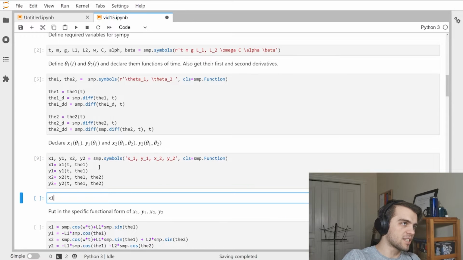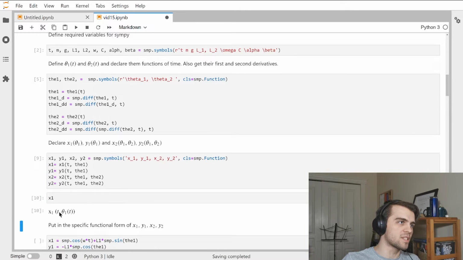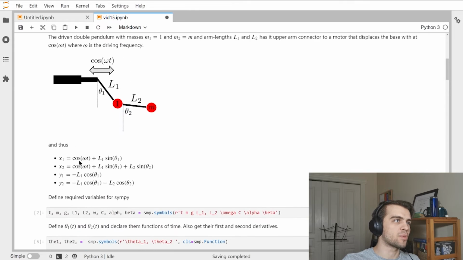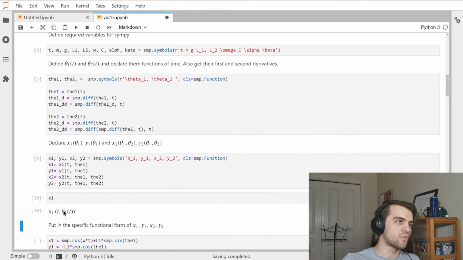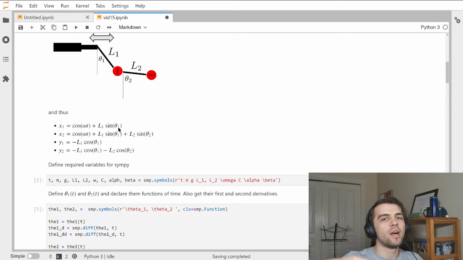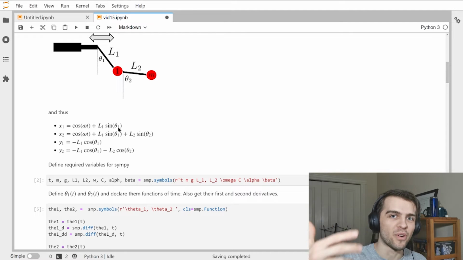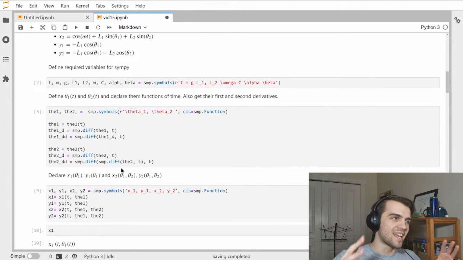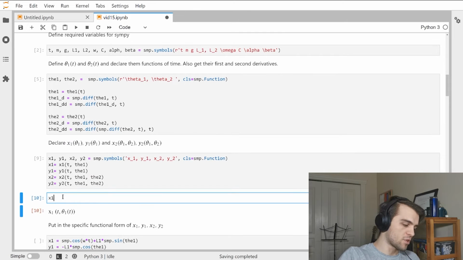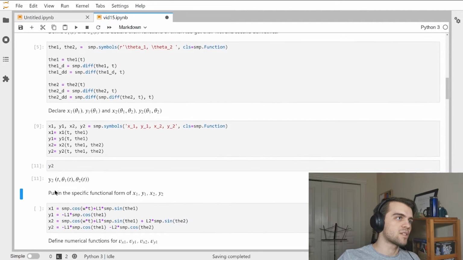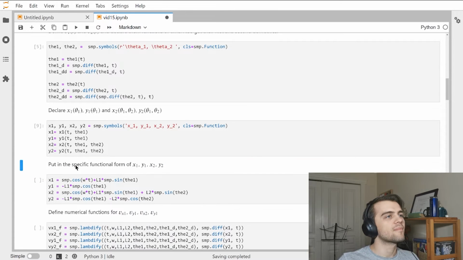And if I look at it, it makes a little bit more sense, right? It says x1 is explicitly a function of t. That comes in here with the cosine of omega t. Plus it's a function of theta 1, which comes in here, but theta 1 itself is also a function of time. So again, setting up the grounds here. Same thing, for example, I can look at y2. It's a function of t, theta 1, which is a function of t, and theta 2, which is a function of t.